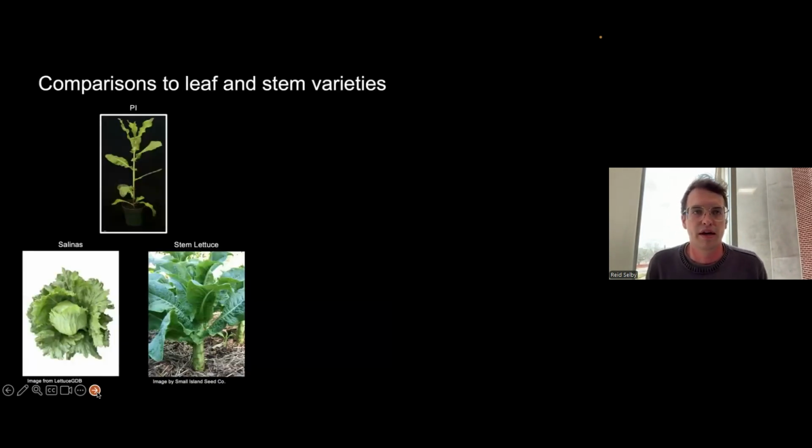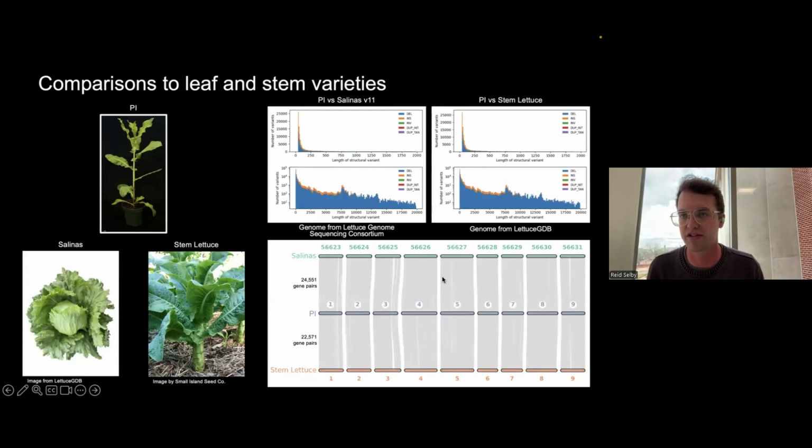Just some quick comparisons to other varieties of lettuce. There are genomes of different lettuce varieties, such as Salinas or stem lettuce here. And if we look at structural variations across these cultivars, we actually see a high degree of synteny and a low amount of structural variation between each assembly, serving as further quality control.